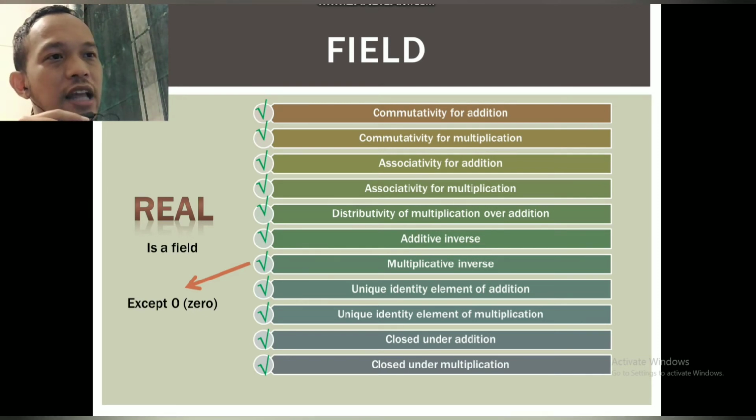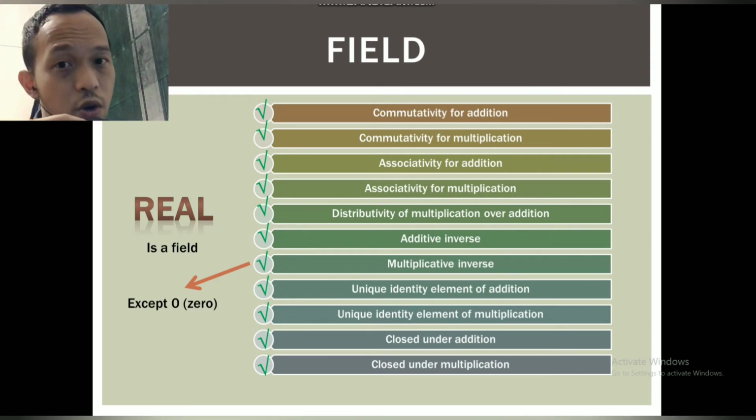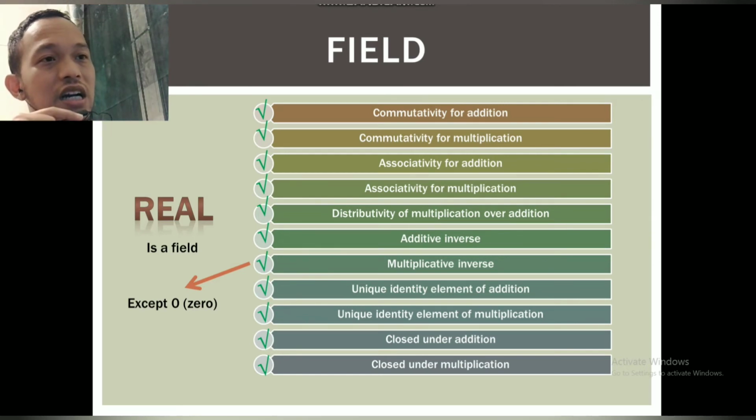Why can 0 not be applied to multiplicative inverse? Multiplicative inverse means reciprocal. So if it is 0, the reciprocal is 1 over 0, which is undefined. So it cannot be applied for 0. That's how you prove it.